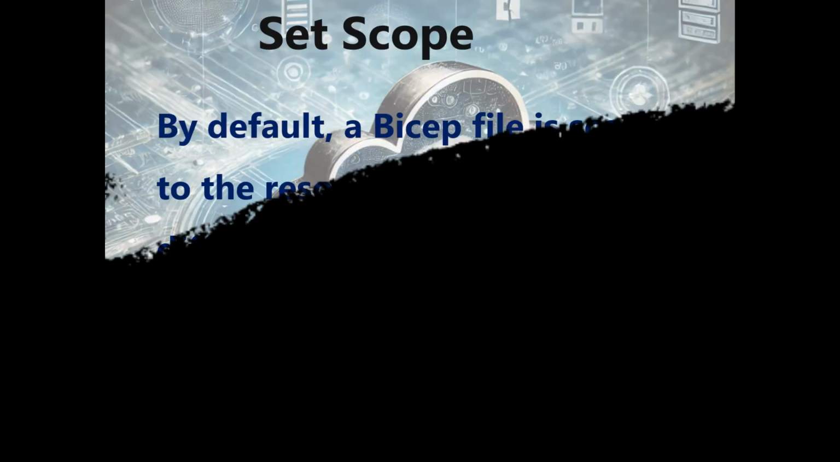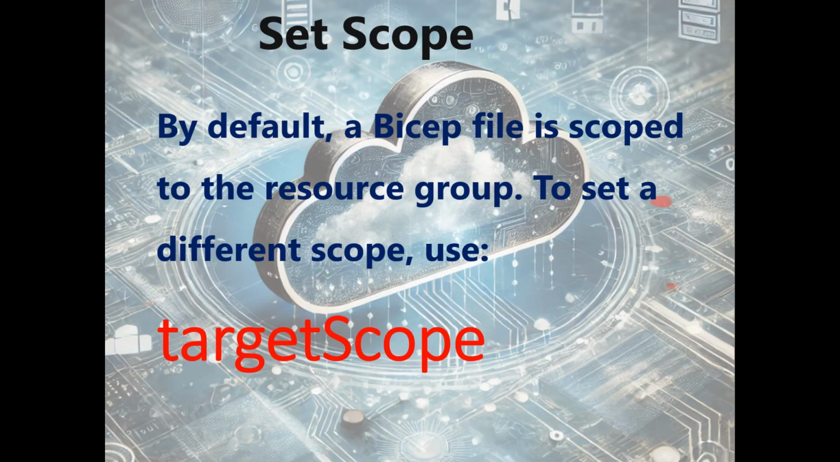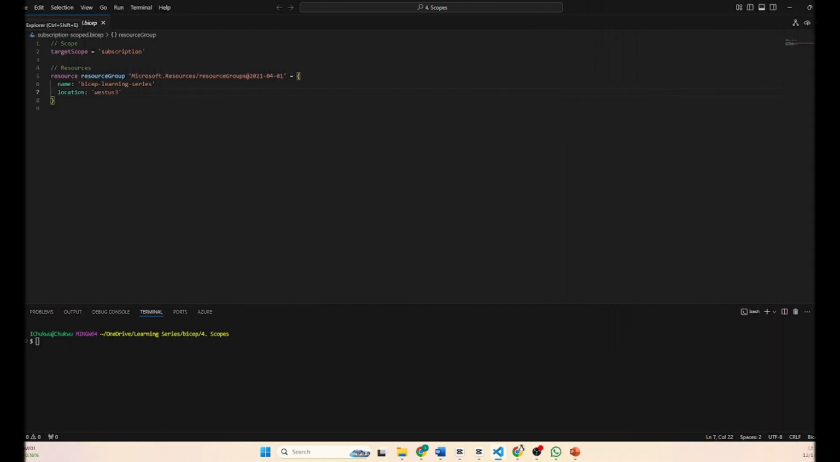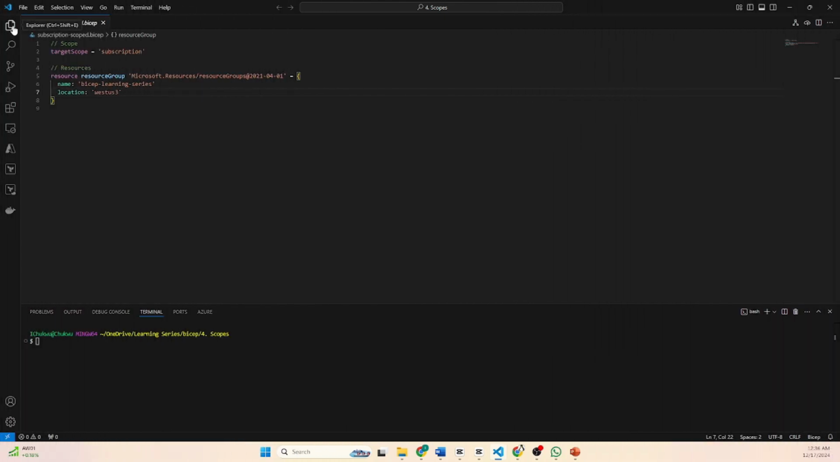To set the scope for a Bicep file, use the keyword targetScope. Where this is not defined, it falls back to the default, which is the resource group. Here we have a template scoped to the subscription, and we can see that this is being defined with the keyword targetScope.